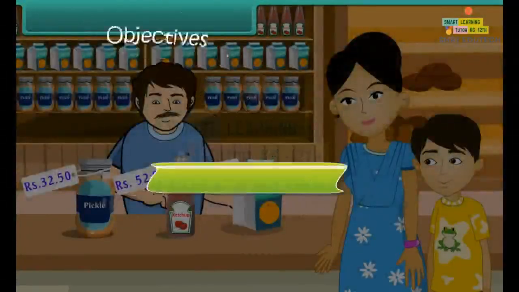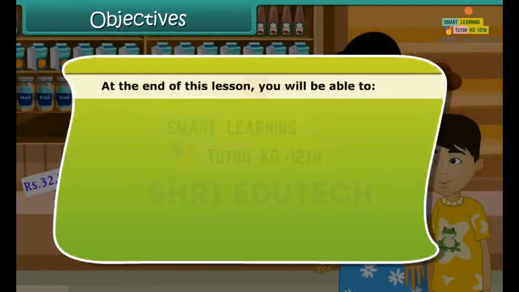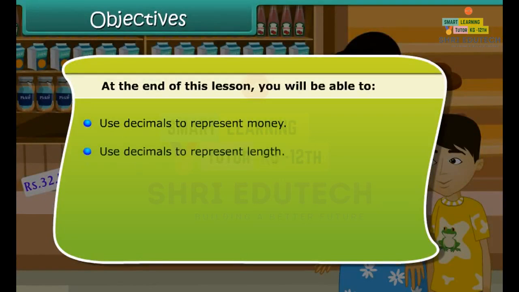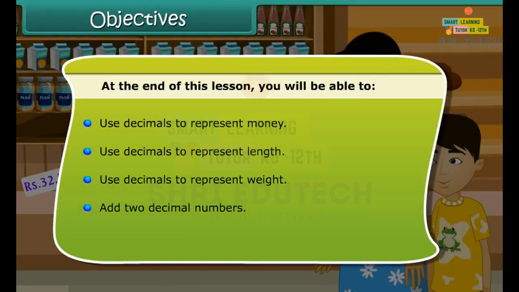Objectives. At the end of this lesson, you'll be able to use decimals to represent money, use decimals to represent length, use decimals to represent weight, add two decimal numbers, subtract one decimal number from another.